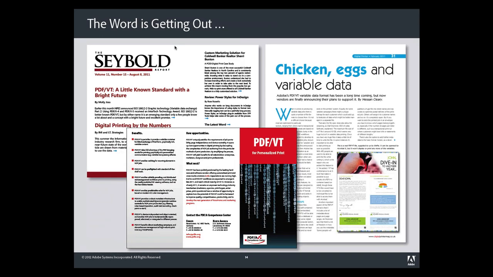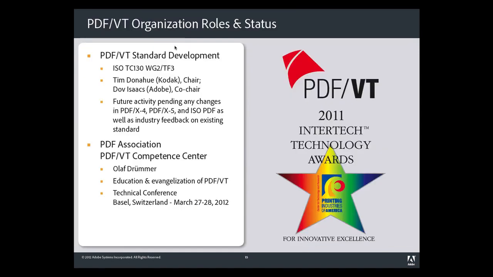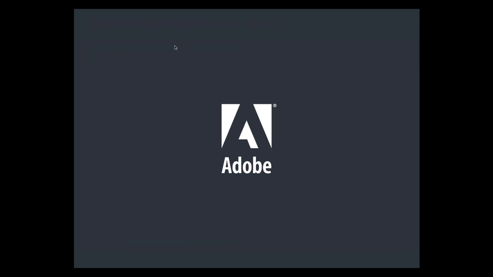Word is getting out. We're actually getting some attention. A lot of the problem has been chicken and egg. When do you have a RIP? When do you have the PDF VT generators, things like that? The PDF Association actually has a booklet on this. We actually won an award this past year for this. I'm co-chair of this. Tim Donahue is the other unindicted co-conspirator. Our future activities depend upon changes in PDF X4 and X5 upon which we're based, and of course upon ISO PDF 32000-2, which you've heard a bit about already. And of course, this organization has a major portion of the responsibility of helping get this thing out. Seven minutes is up. I beat the clock. Thank you.